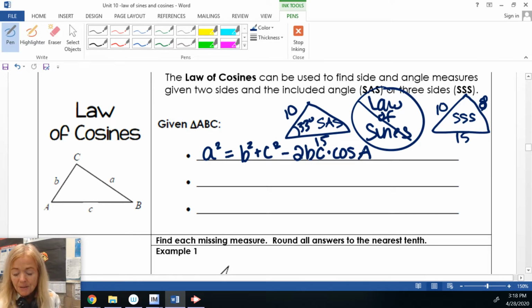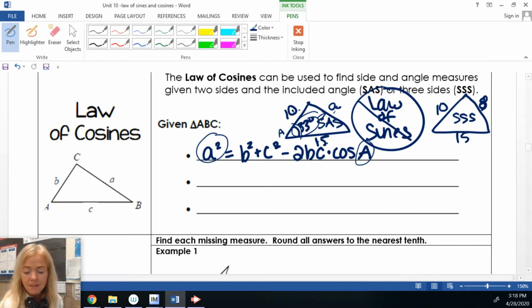Now what you notice is that this in this case would be little a, and this would be angle A. So this side squared, the side across from the angle you know, is equal to the sum of the squares of the other two sides. It's almost like it starts out like the Pythagorean theorem: a squared equals b squared plus c squared, so the other two sides, minus twice b times c, times the cosine of the angle across from the side that is a squared. So a squared and A are the side and angle across from each other.